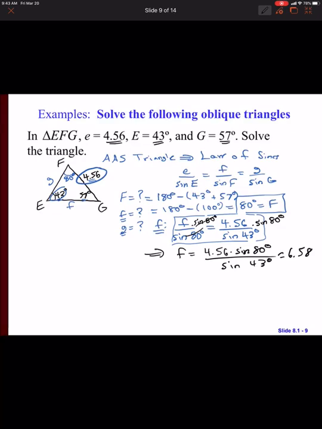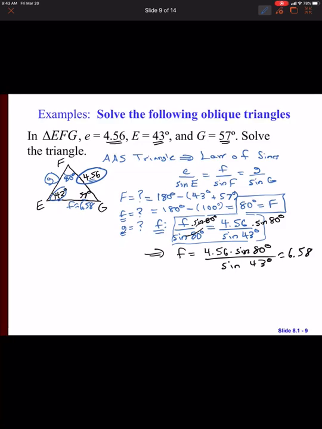So we've got, again, another unknown. F, this side here, to the nearest hundredth, we'll stick to 2 decimal places. This is what it gave us for side E. So our last unknown is side G. Well, let's do the same thing.